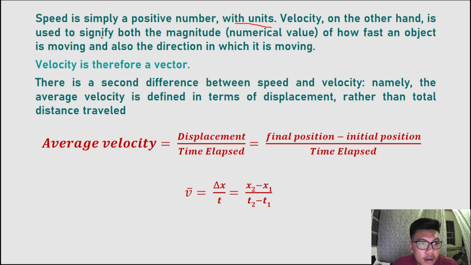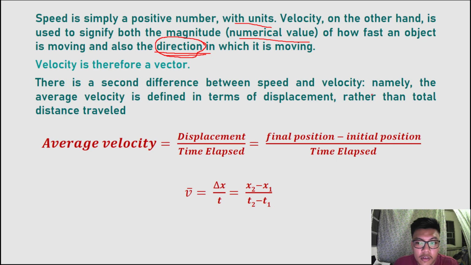Velocity, on the other hand, is used to signify both the magnitude, or the numerical value of how fast an object is moving, and also the direction in which it is moving. So the difference between speed and velocity: speed is a scalar because it is regardless of direction, or has no direction. Velocity has a direction. That is the difference between the two. Velocity is therefore a vector.